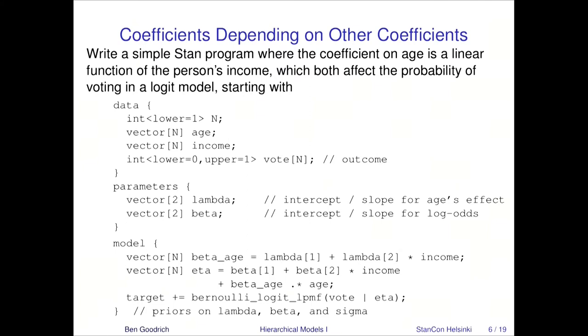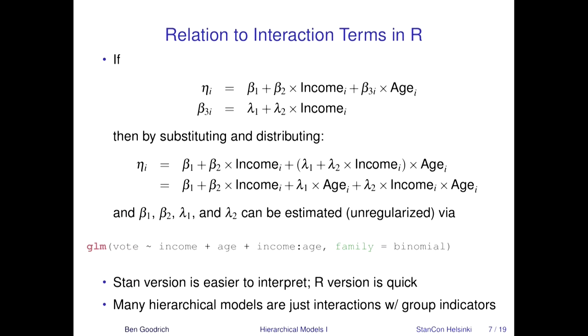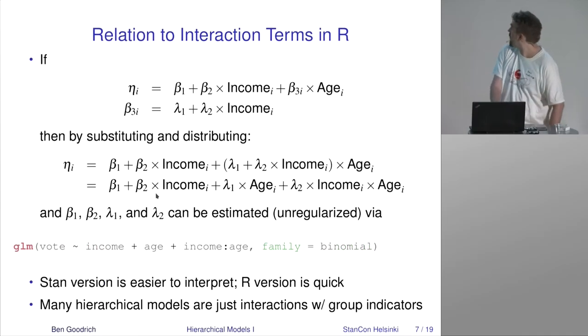So as was pointed out a second ago, this is essentially equivalent to an interaction term. So if eta is this function of income and age, but the coefficient on age is specific to each person rather than one coefficient that is common to all people, and that coefficient, beta 3 i, is equal to lambda 1 plus lambda 2 times the income of the ith person. Then if we substitute that expression for beta 3, and distribute the age term, multiply it by income, multiply it by the coefficient, we get this expression on the line here, which you can hopefully see there, right?